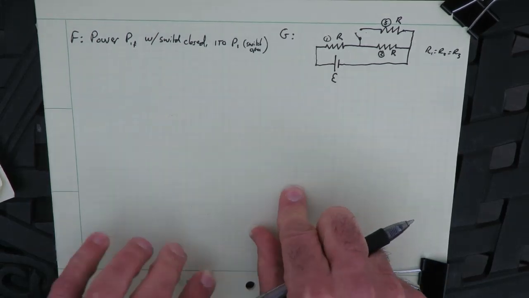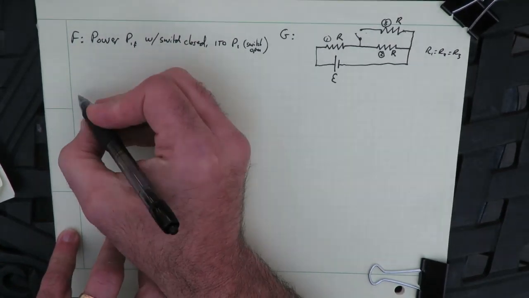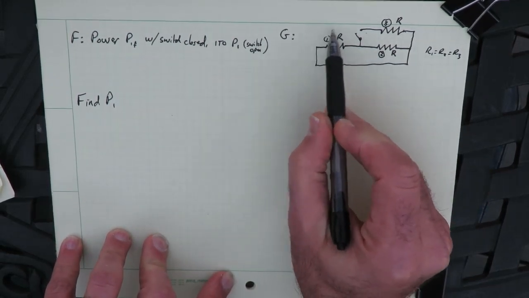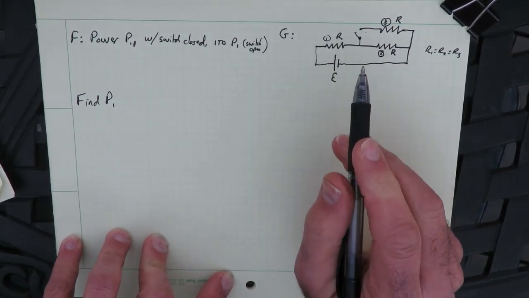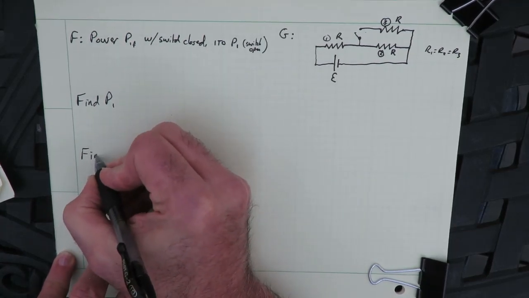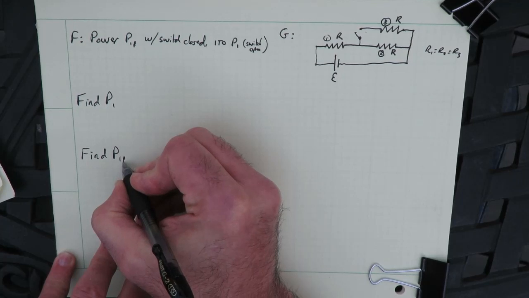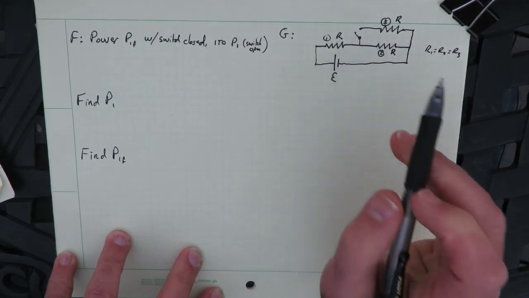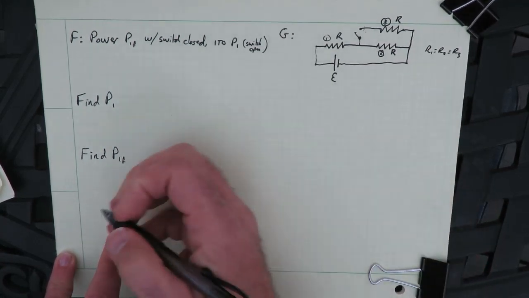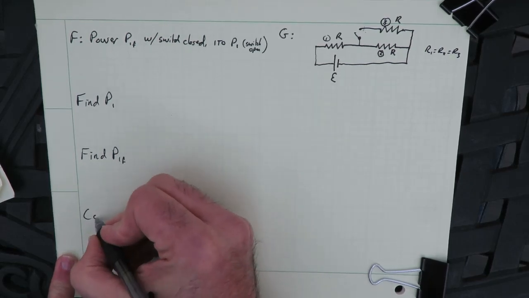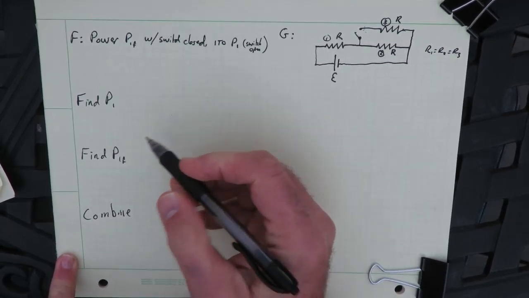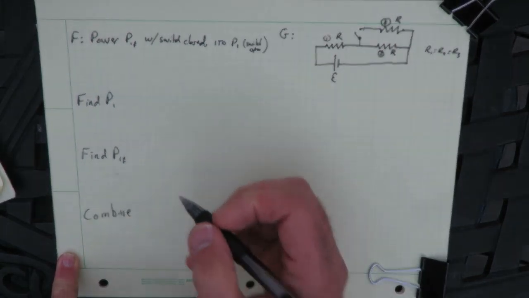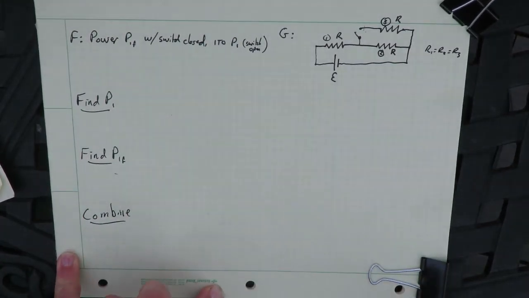Now what are our goals here? How are we going to get there? First thing we're going to do is find P1. So that's the initial power radiated from P1 while the switch is still open. Then we're going to come up with an expression for P1 final. So that will be the power dissipated from bulb 1 in the final state, which is with the switch closed. And then we're going to combine those two terms so that we can express the final power in terms of the initial power. So that's our strategy. That's the steps we're going to be going through here.